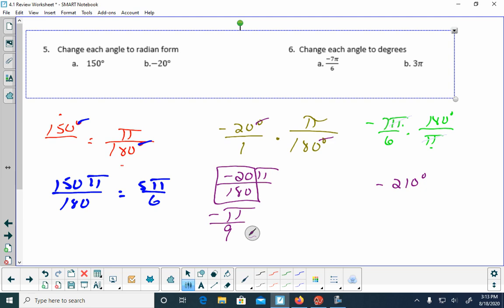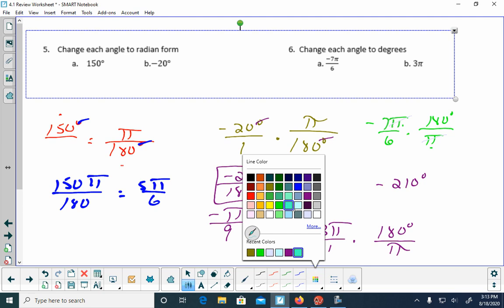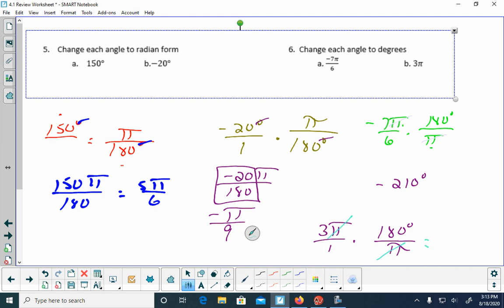And then the next one, I have 3 pi. So I'm going to do 3 pi, that's understood to be over 1, multiplying by 180 degrees over pi. So the pi symbols will simplify, and I end up with 3 times 180. And I get 540 degrees.